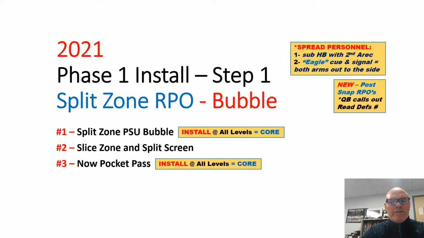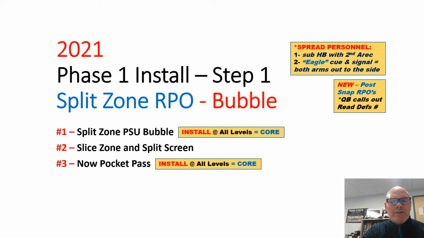Again, what we'll do here first is a split zone with what I call Penn State bubble, because we get an outgo on one side and we get a bubble on the other. Again, I like to install this at all levels. We've done this at the college level, varsity, high school level, and then also you'll see some video where we do it with freshman level also.